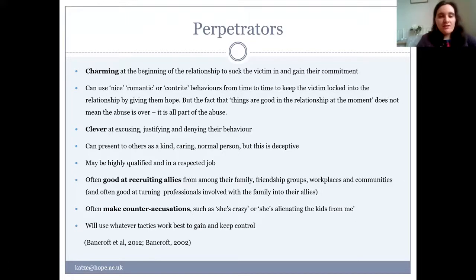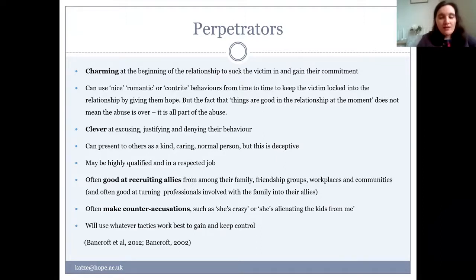Abusers are very clever at excusing, justifying, and denying their behavior. They can present to others as kind, caring, as a normal person, but this is really deceptive. They may be highly qualified and in a respected job. And indeed, some perpetrators seem to gravitate towards jobs where they have a lot of power, such as quite a high up job in the police, or a job in the army, or a job as a boss in an office, where they really have power and control over people.